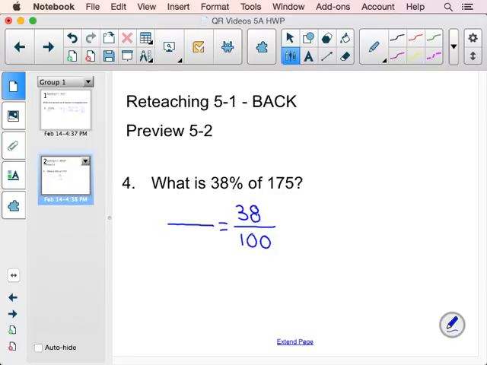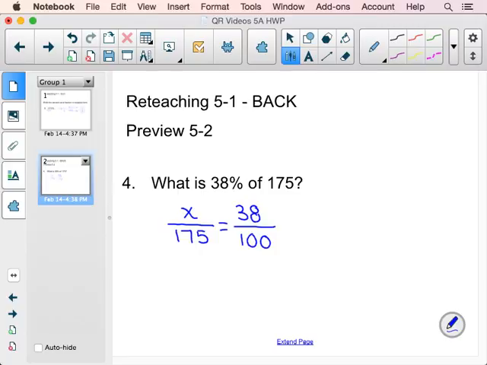Well, it's asking us to find out what 38% of 175 is. So it's coming out of a whole amount of 175. So that's going to go on the bottom because it's the whole. And then you're going to put an X on top because we're looking for that part.